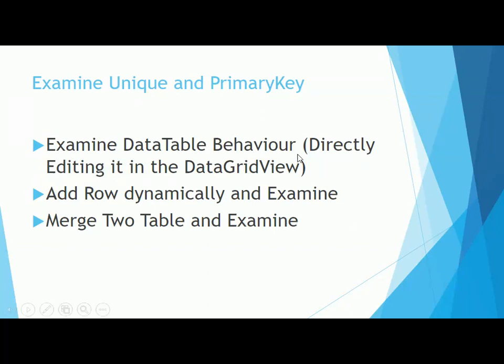First, we will directly edit the data grid view and see how these constraints behave. Then we will try to add a row dynamically to a data table. Then we will check how the constraint behaves. Finally, we will merge two data tables and we will examine the behavior of the unique and primary key constraint.